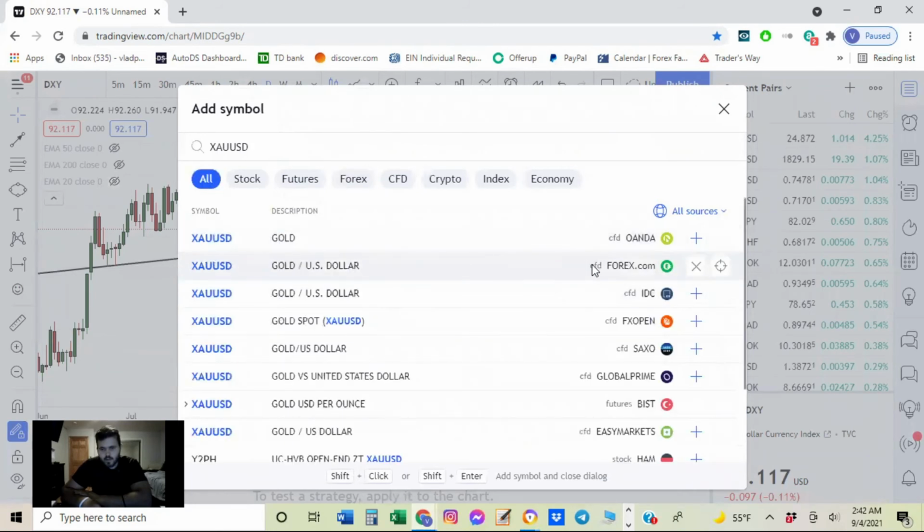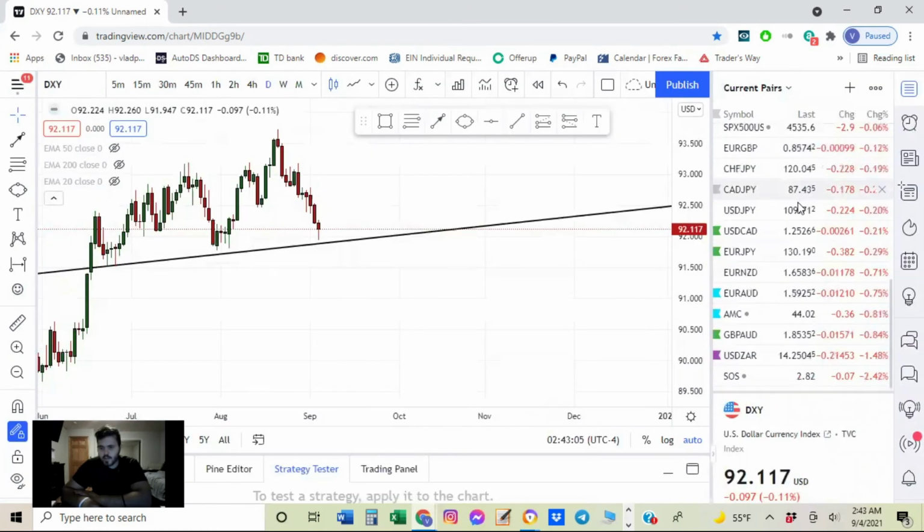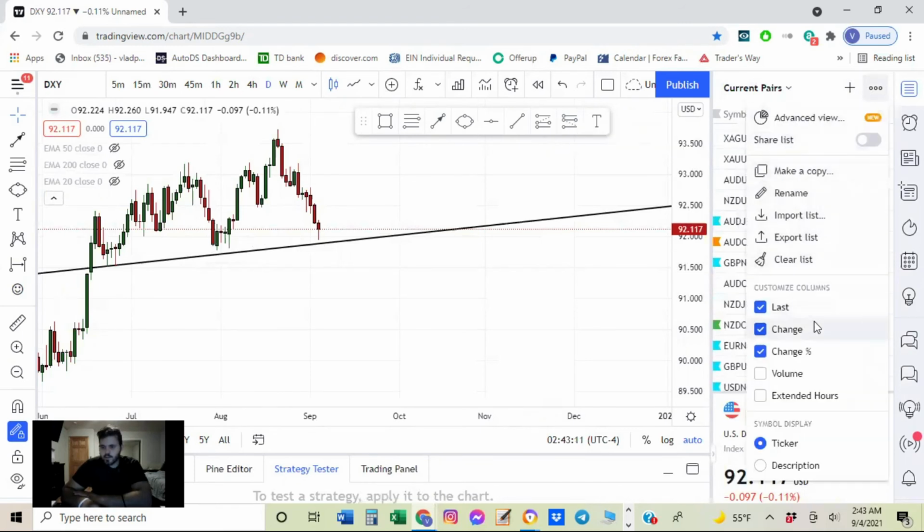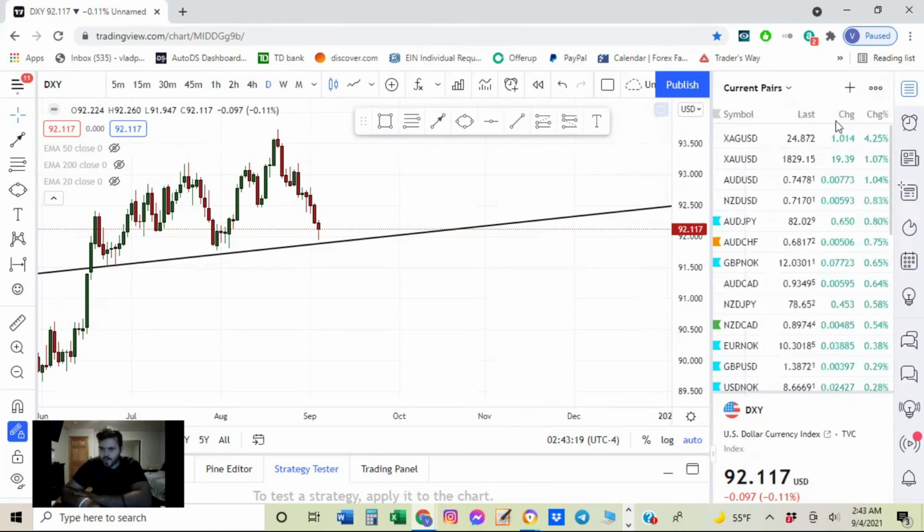So right here, like I said, I use forex.com. So that's the one that would be used. Pretty sure I already have it. So that is okay. All right, so now we have here. So you can actually do it so that these don't show up on the side right here.